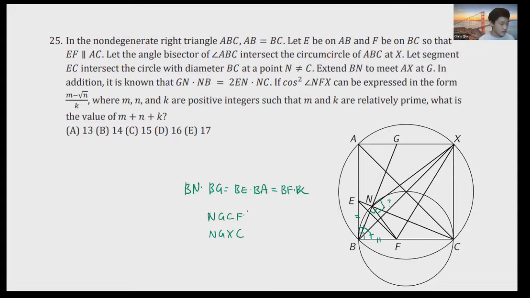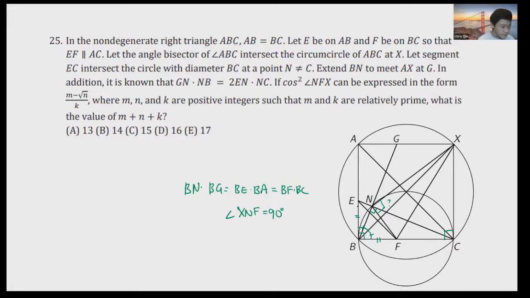And so these 5 points lie on the same circle. And since XCF is a right angle, so is XNF. All right, so now we've proven that XNF is 90 degrees. And let's move on with the problem.